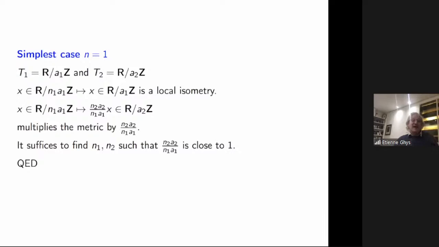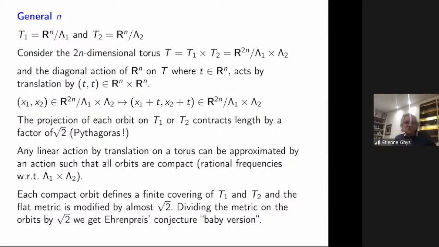Now let's go for the n-dimensional case, which is not more complicated, but that will be a way for me to introduce foliation in this discussion. So you have two tori, Rn modulo Lambda 1 and Rn modulo Lambda 2, and you look for something which is a covering of both and which is as isometric as possible. Well, you start with the two n-dimensional torus, which is the product of the two. And on this 2n-dimensional torus, you look at the diagonal action of Rn, where the element t in Rn acts by translation by the vector (t, t). So it's a diagonal action of Rn on the 2n-dimensional torus.